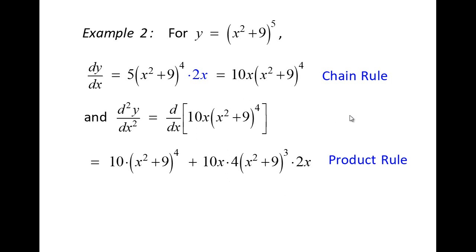At this point we just have to simplify this, and I'm not going to show you the steps for simplifying. You can factor out the 10, and you can also factor out (x² + 9)³, and then we do the algebra, and at the end you get 90x(x² + 9)³ times (x² + 9)... sorry, the simplified expression. You should make sure that you can simplify this expression up to this point. I hope you understand what the second derivative is now.